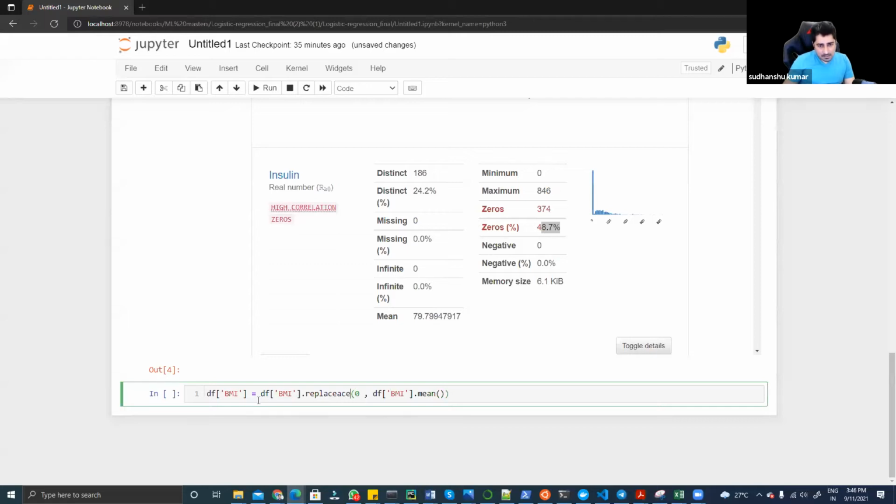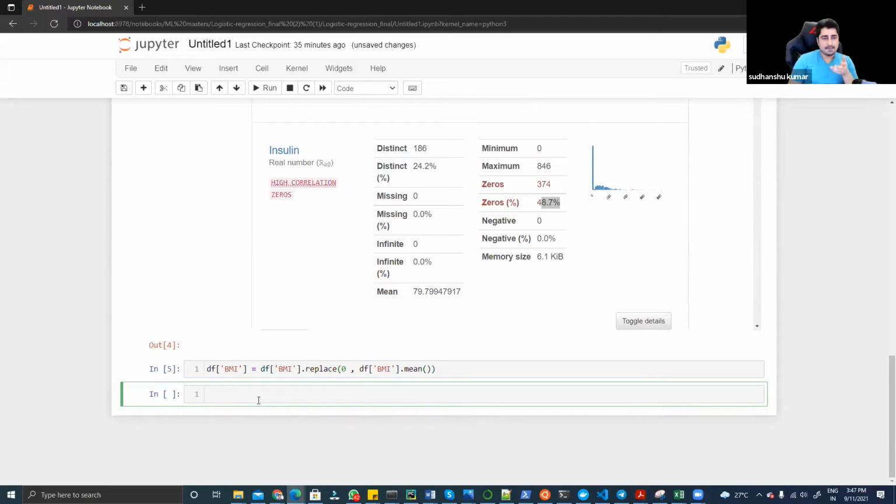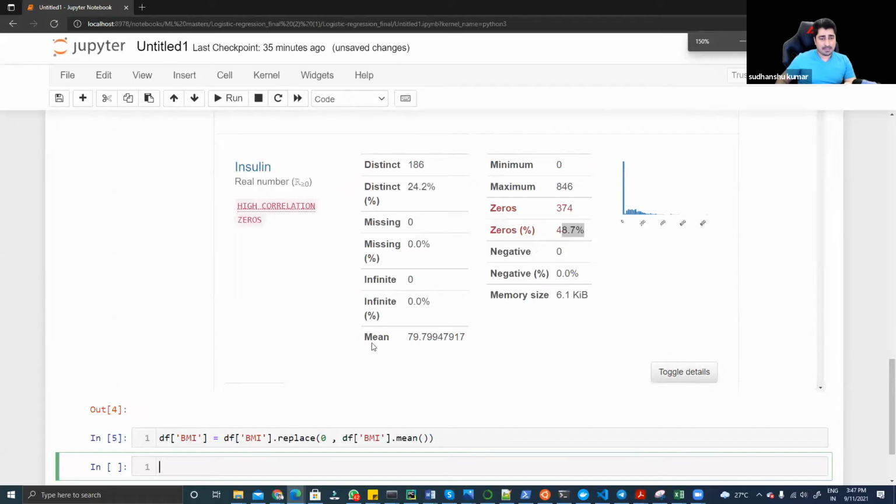Replace. Okay, fine. So maybe we can try to write this line of code by which it will take an average of the BMI column and replace all the zeros by its average. Is it fine? Yes. So this is completely fine, and yes, it is going to work for us. We are just trying to update our BMI column.